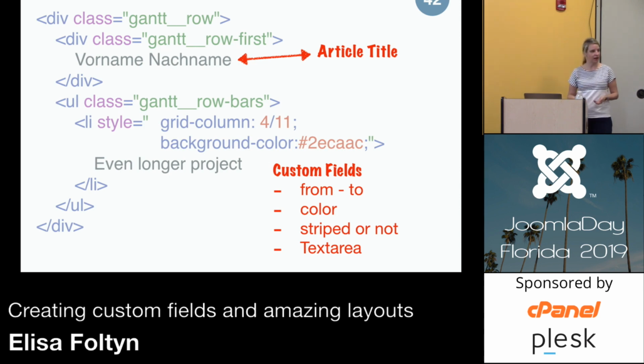So this is the article title, I would say. And for this entry, we could use custom fields. We have a value from, a value to, we have a color value we need. We need to know if it's striped or not. You don't see it on this screen, but there's a class if it's striped or not. And we need a text area field for the description of the timeline.